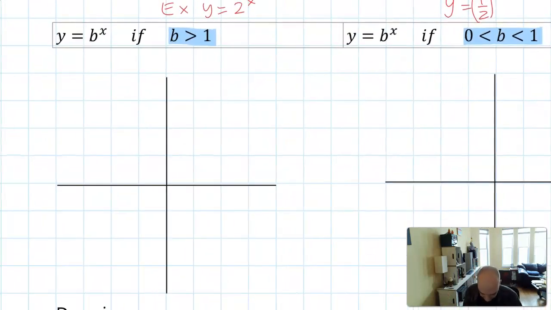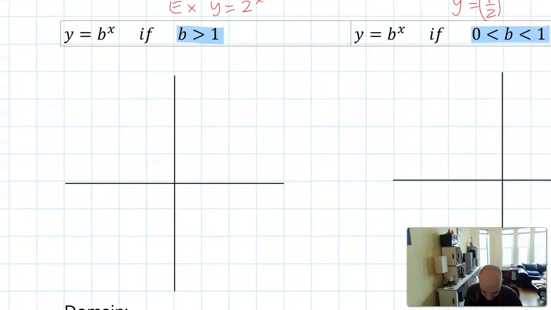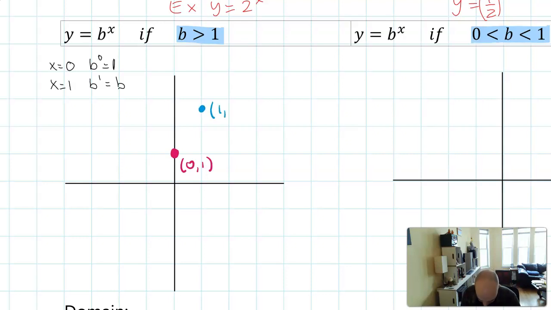So here are the key points on a b to the x graph. If x is 0, b to the 0 is equal to 1. So when x is 0, we will always have the point (0, 1), no matter what b was. That point will be in every exponential graph. When x is 1, b to the 1 is equal to b. So depending on the base, when we go over 1, we'll go up b. And it looks like b is between 2 and 3 here.